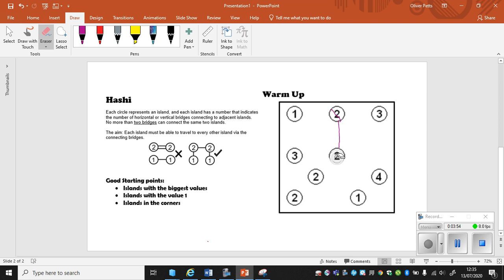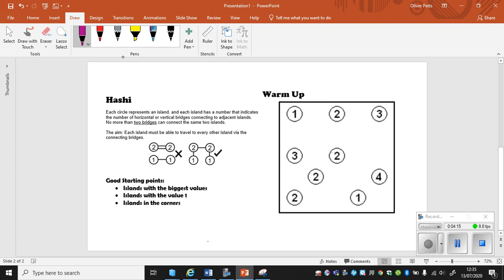So what I'm going to do now is have a go at completing this little warm-up puzzle so we can see how it's going to appear and what strategies we can employ. I've made a few bullet points down here of some good starting points. Good starting points are islands with the biggest values, islands that have a value of 1 in them, and islands that live in the corners.